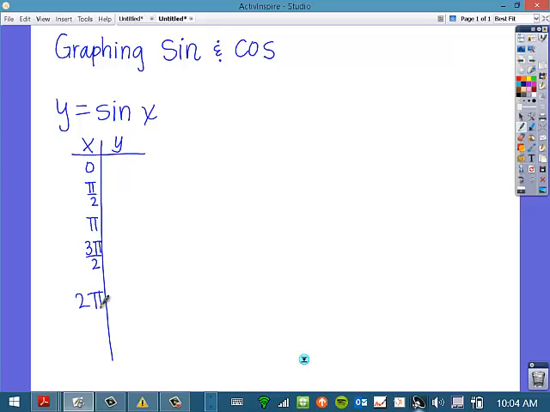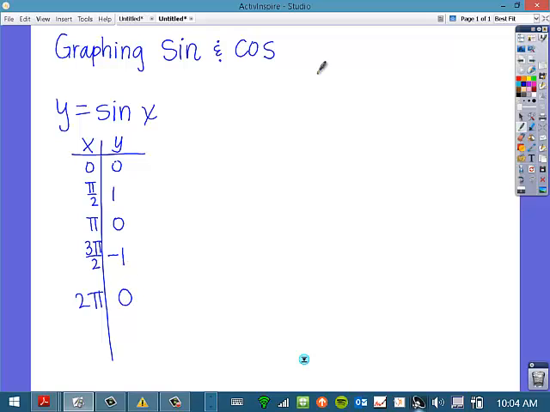So that's how I created my t-chart with easy angles. Sine of 0 is 0. Sine of pi over 2 is 1. Sine of pi is 0. Sine of 3 pi over 2 is negative 1. And then sine of 2 pi is 0.